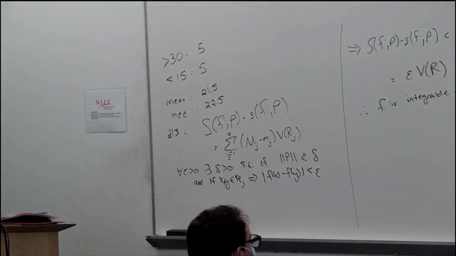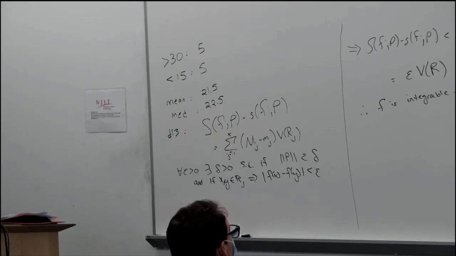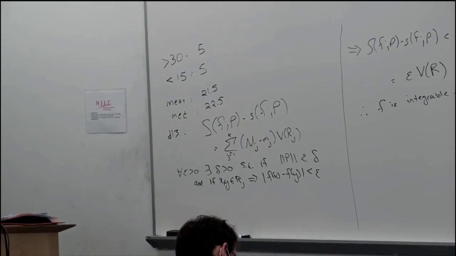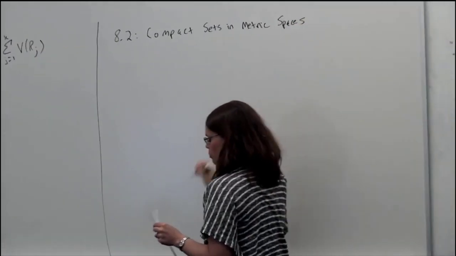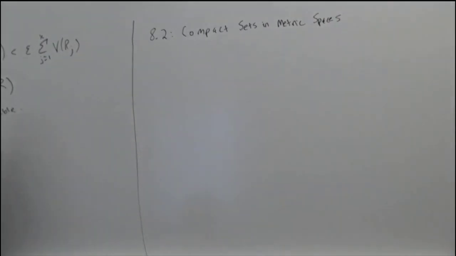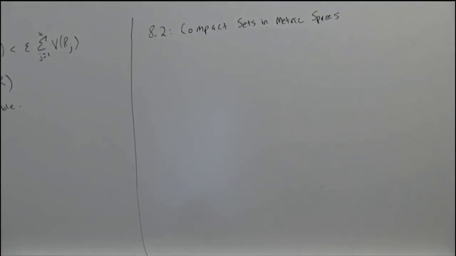Let's jump back into chapter 8 then. So we're working on metric spaces now, general metric spaces. And one of the big important topics is compactness. So probably today we'll talk a bit about general things. What does compactness mean in a metric space? What does it look like?